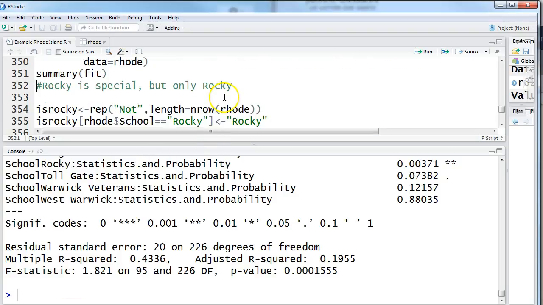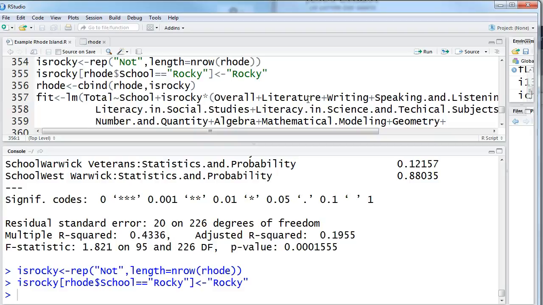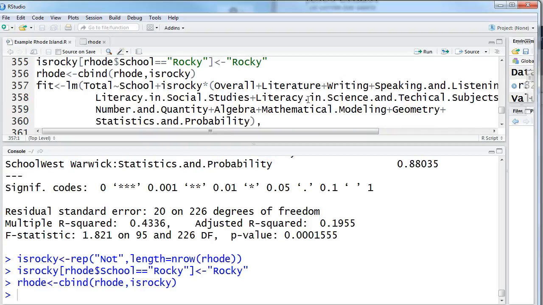Let me try to make this a little bit simpler. I'm going to create a variable that only keeps track of Rocky so that we don't have all the schools interacting with everything. This variable is going to have Rocky, not Rocky. Do you need to know this for the methods course? No, you don't. I'm going a little bit beyond what you need, but I hope you can see how useful it might be to say, should Rocky school have a different slope than all the other schools?